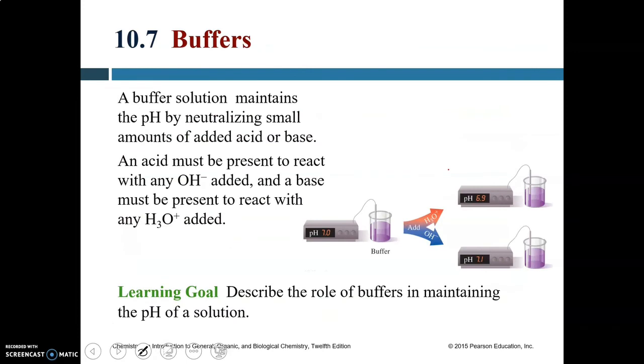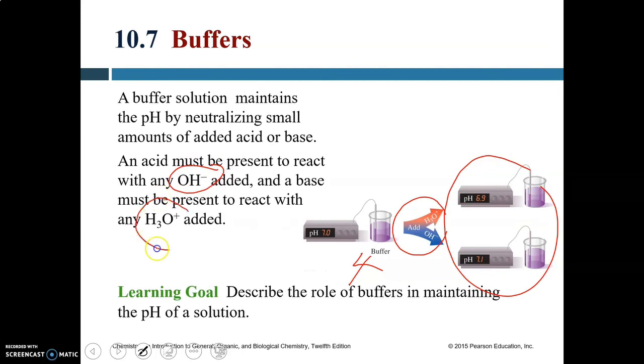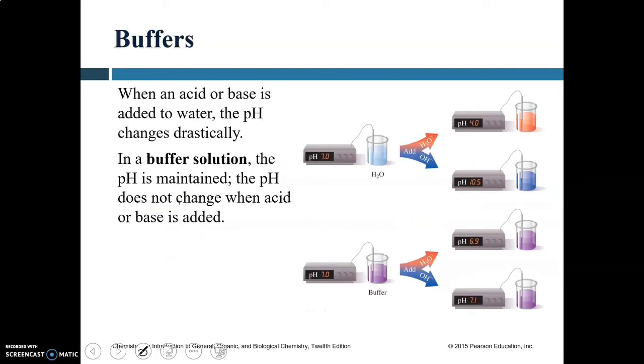Now, the last topic will be the buffer. The role of a buffer solution is to maintain the pH by neutralizing small amounts, and that is important, small amounts of added acid or base. So you see, if we add acid or base to the buffer, the pH doesn't change dramatically. In order to neutralize small amounts of acid or base, in the buffer itself an acid must be present to react with hydroxide ions added, and a base must be present to react with any hydronium ions added.